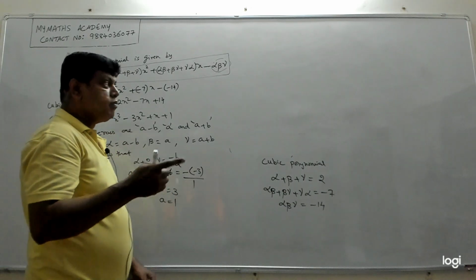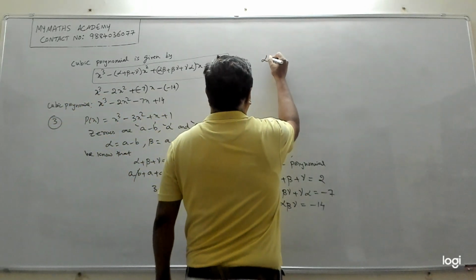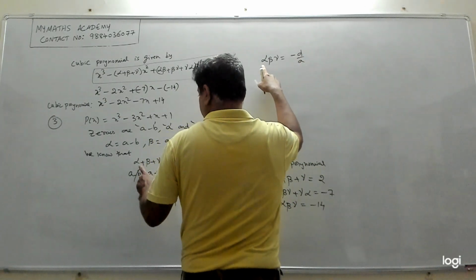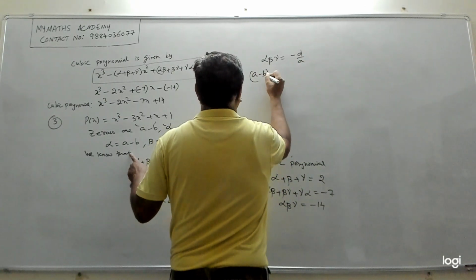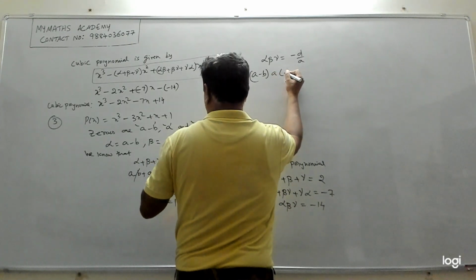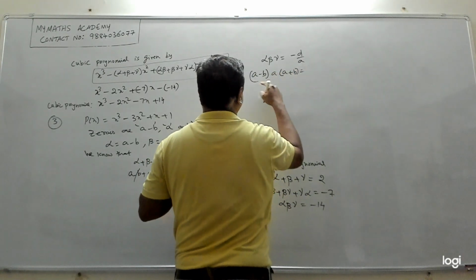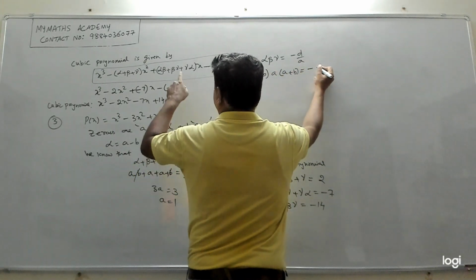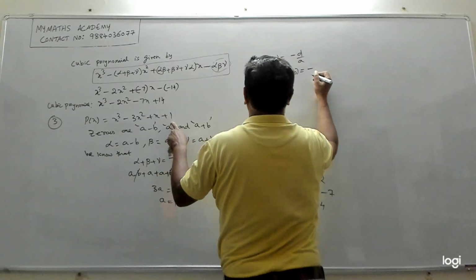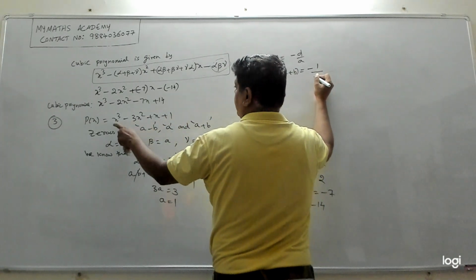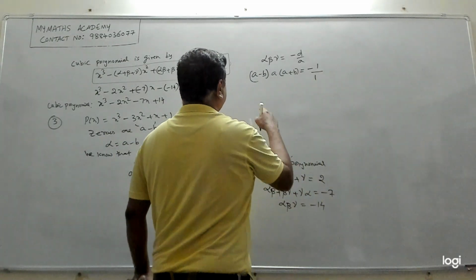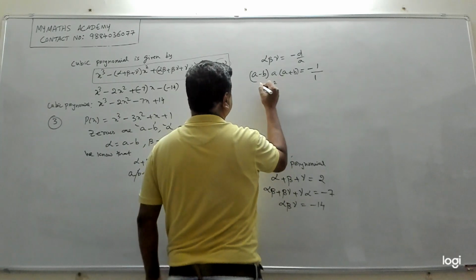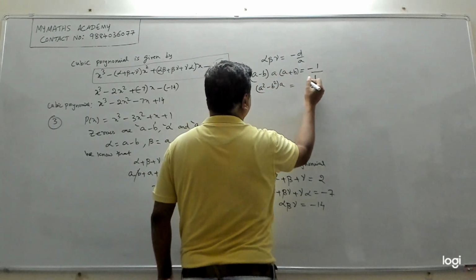So we need only one more equation which has b, and we will take the easier one, which is alpha beta gamma equal to minus d by a. What is alpha? A minus b. What is beta? A. What is gamma? A plus b. Multiplying all the three, a minus b into a into a plus b equal to minus d by a. D is the constant term. What is the constant term in this? 1. And a is also 1. Now when you multiply, a minus b into a plus b is a square minus b square, into this a, equal to minus 1 by 1, which is minus 1.